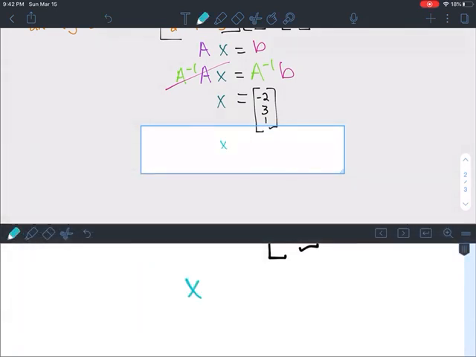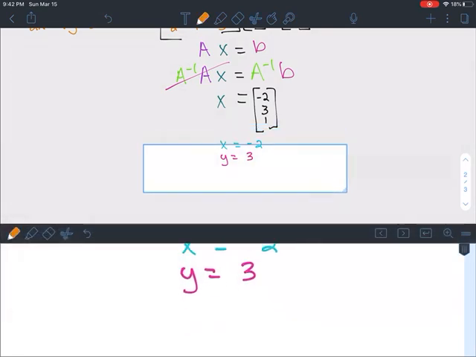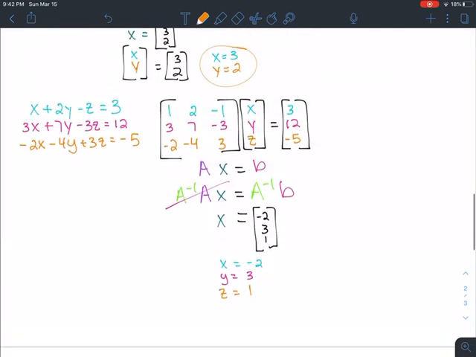Well, that's telling me that x equals negative 2. y is pink. y equals 3. And z equals 1. And that's all there is to it.